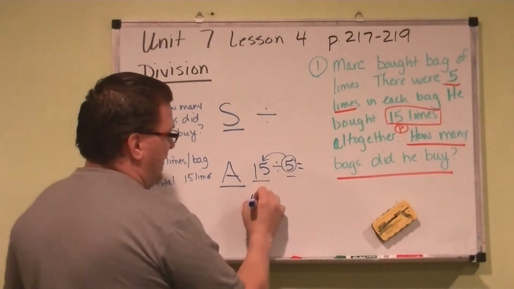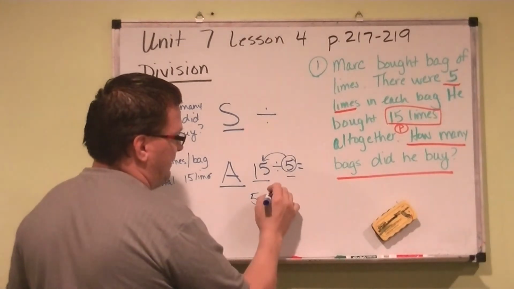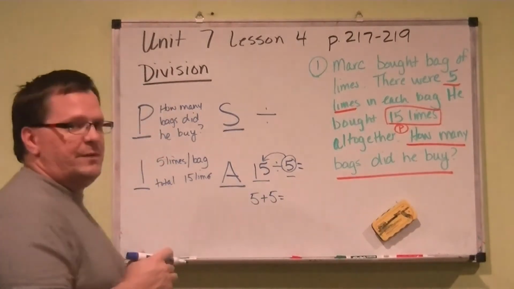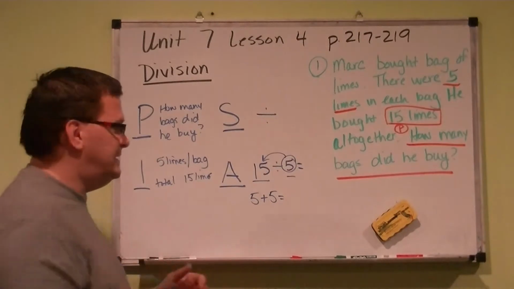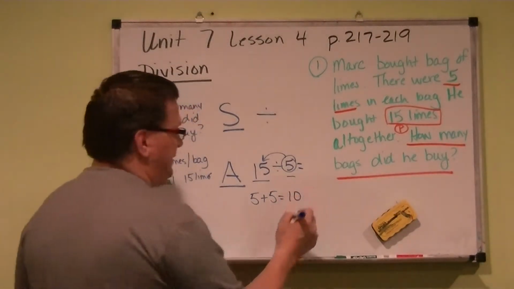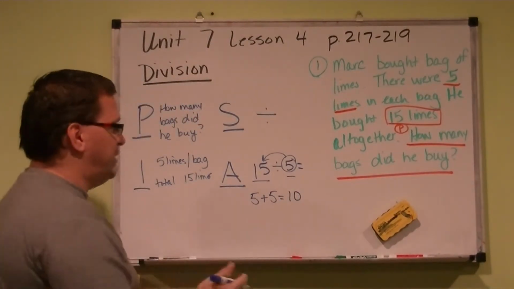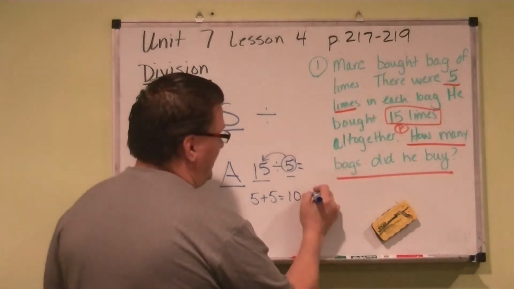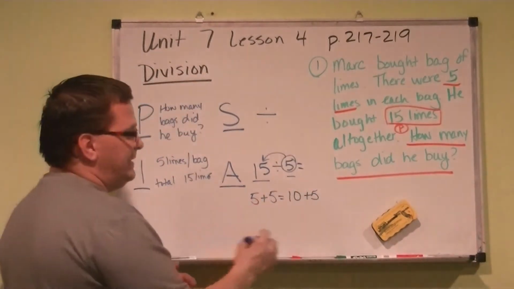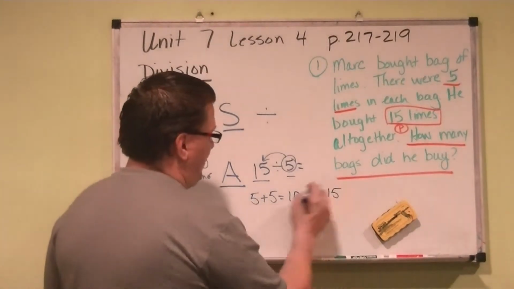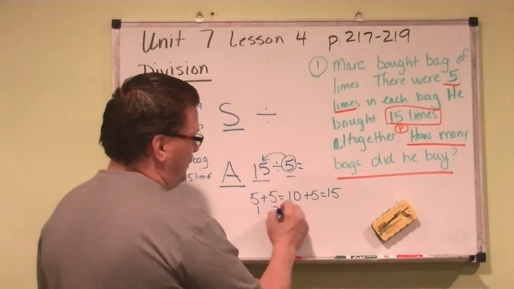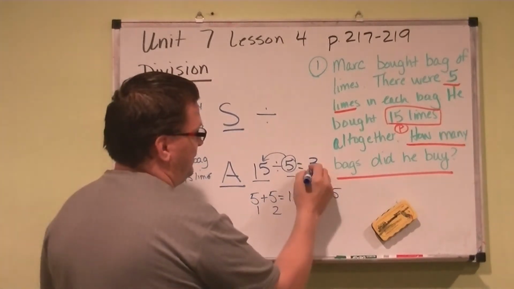So if I go 5 plus 5, what does that give me? Well, 5 plus 5, or 5 times 2, is 10. Well, I still have some left over, so let's try to add one more 5. And 5 plus 10 is 15. So how many 5s do I have? 1, 2, 3. So the answer would be 3.